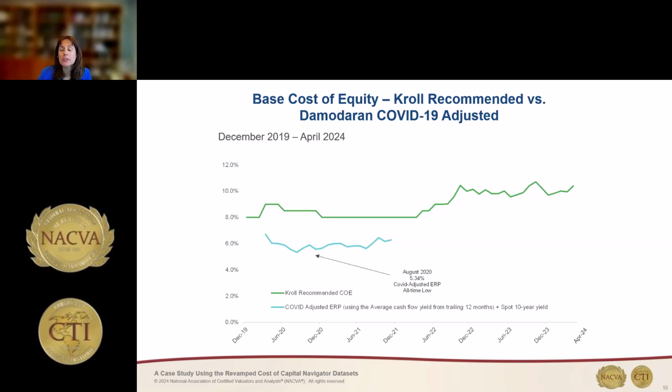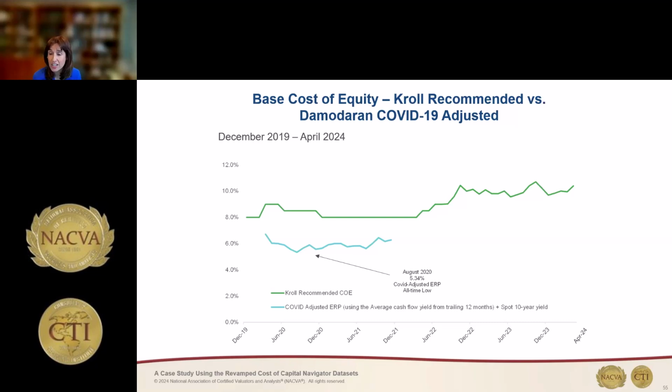And same thing happened. He realized that it didn't work. And so he said, okay, I'm going to come up with a COVID-19 adjusted ERP. But sure enough, back in August, he went back to a record low. So his number was giving you a base cost of equity, risk-free rate plus equity risk premium. He thought it was less than 5.5%, it was 5.34% in August.